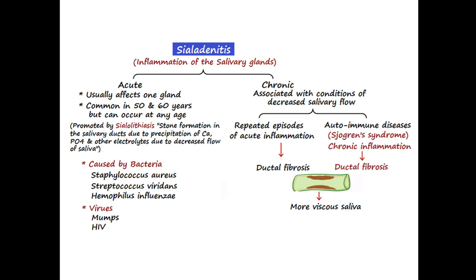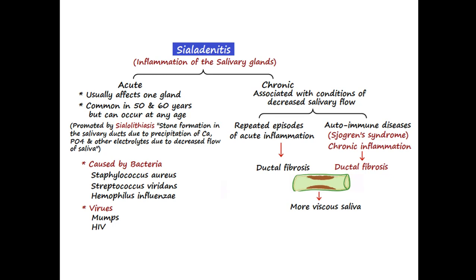Now, coming to chronic sialadenitis, chronic sialadenitis is associated with prolonged conditions of decreased salivary flow. It may be the result of either repeated episodes of acute inflammation, or it may be caused by an autoimmune disease, particularly Sjogren syndrome. Now, the repeated episodes of acute inflammation and Sjogren syndrome lead to chronic inflammation.